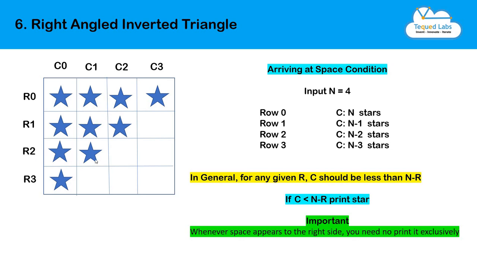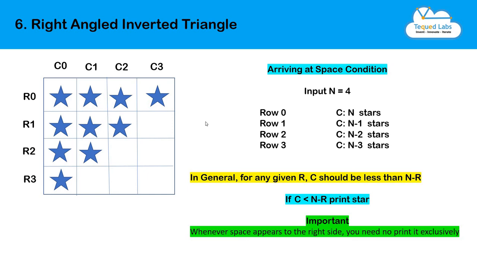Next R2, we have 2 stars. So 2 can be written as n minus 2, that is 4 minus 2. R3, we have 1 star. We can write it as n minus 3, that is 4 minus 3 is equal to 1 star. So as you can see, there is a pattern here. This 1, 2 and 3 is the row number. So for any given R, the column index C should be less than n minus R. So this is the condition that we have derived from the observation.